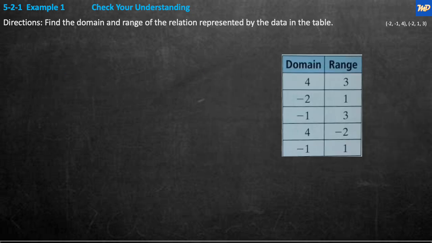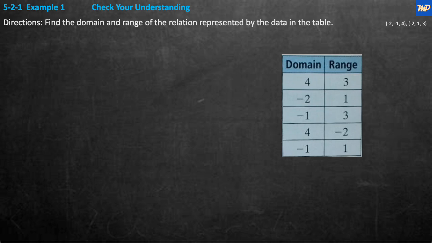So for example 1, check your understanding. If you've been with me before, you know that this means to please stop the video, pause it, and do this on your own. And then when you start the video, we'll do it together. So I can wait for you. But what does it say? It says find the domain and range of the relation represented by the data in the table. That's it. All I want you to do is find the domain values and find the range values like we did in the previous slide. Okay, I'm waiting.